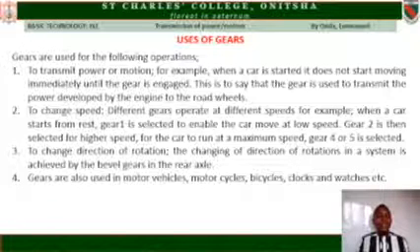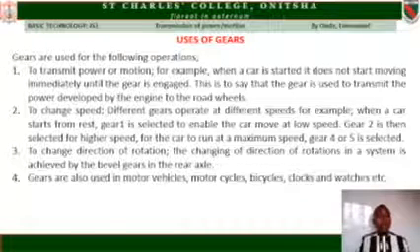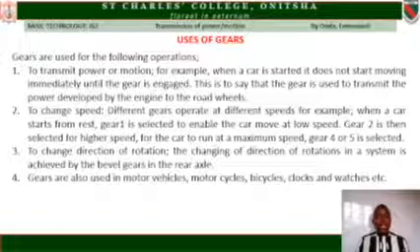2. To change speed. Different gears operate at different speeds. For example, when the car starts from rest, gear 1 is selected to enable the car move at low speed. Gear 2 is then selected for higher speed. For the car to run at a maximum speed, gear 4 or gear 5 is selected.